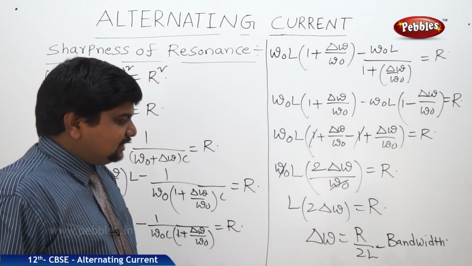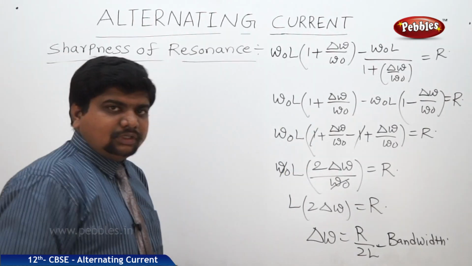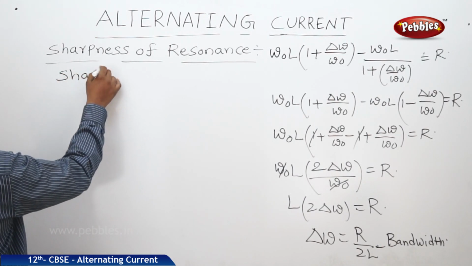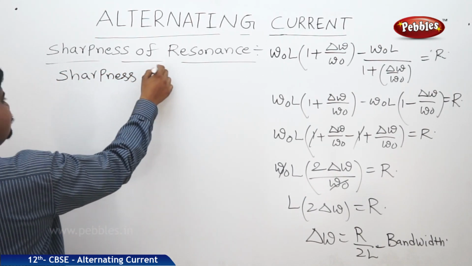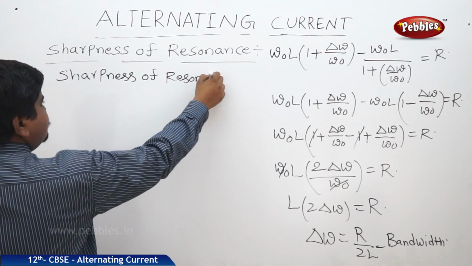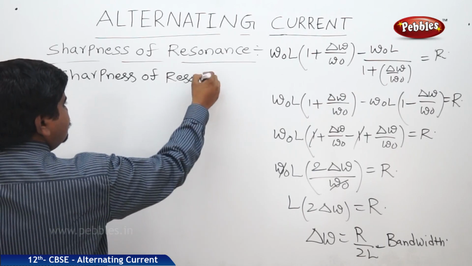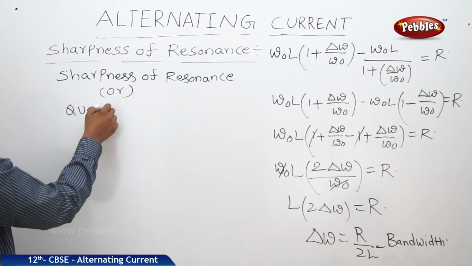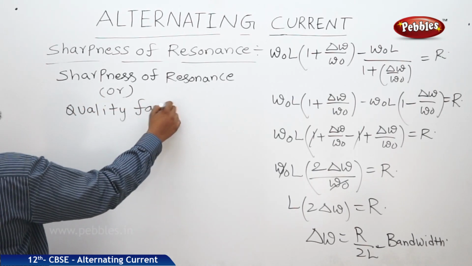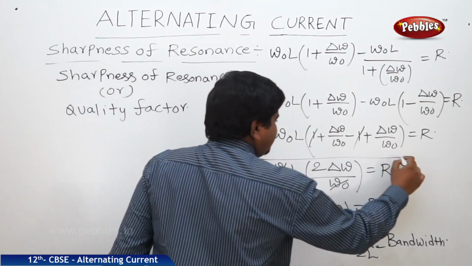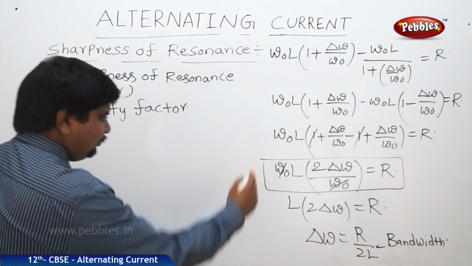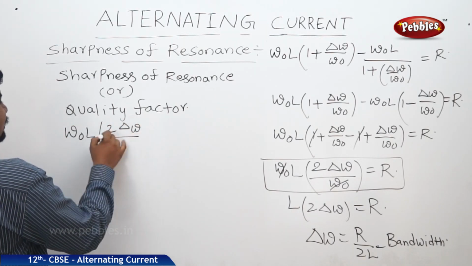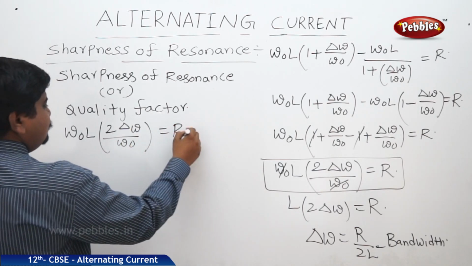Now one more point is left in this problem, that is quality factor. Now we will see the sharpness of resonance or quality factor. Q factor it is also called as. For that purpose I need this equation. So therefore omega naught L into 2 delta omega by omega naught is equal to R.